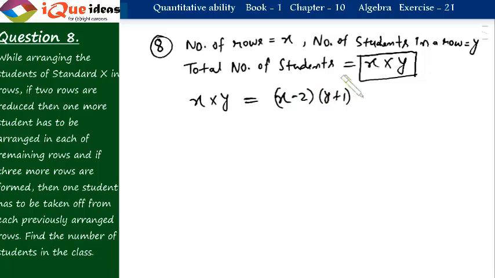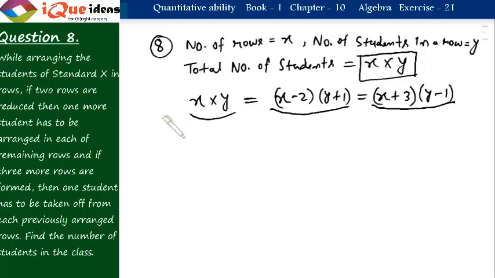Similarly, in the second case, if 3 more rows are formed, so the new number of rows would be x plus 3, and in that case one student has to be taken off from each. That means the new number of students in every row would be y minus 1. So we have 3 ways to present the total number of students. One is x into y, one is x minus 2 into y plus 1, and one is x plus 3 into y minus 1.